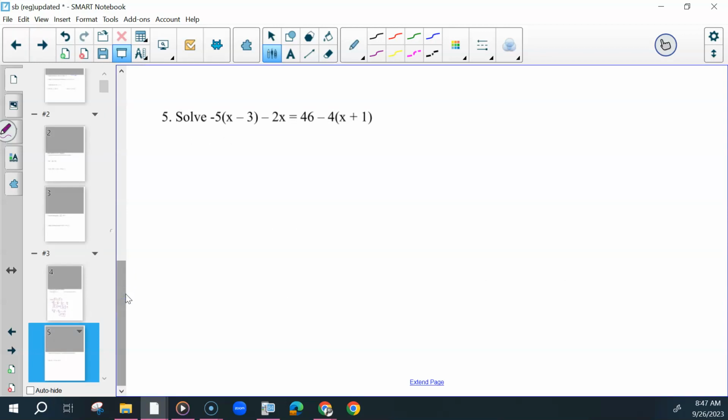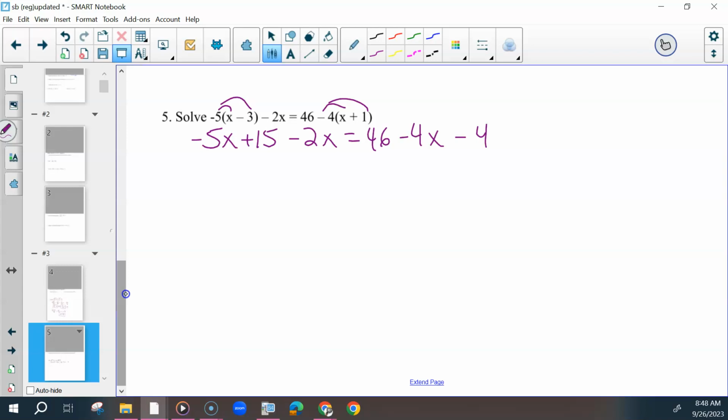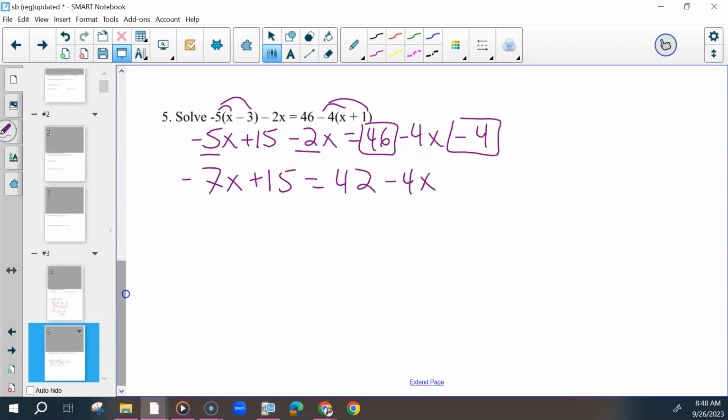So this one we had to solve, distributing on both sides. So this is going back to what we did last class. We have negative 5x plus 15, bring down everything else, minus 2x equals 46, minus 4x minus 4. Combine like terms on the same side. You have negative 7x plus 15 equals 42 minus 4x. Then you had choices. You could pick whatever you wanted to move. What did we move first?